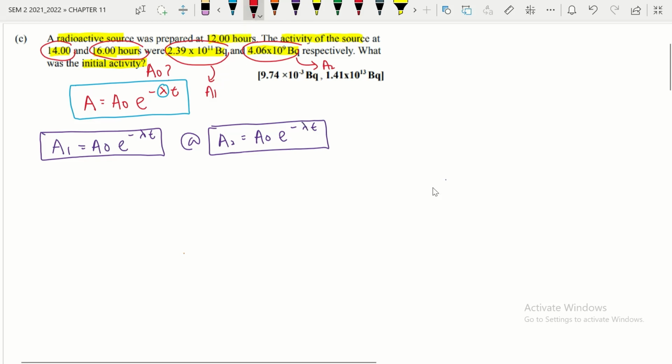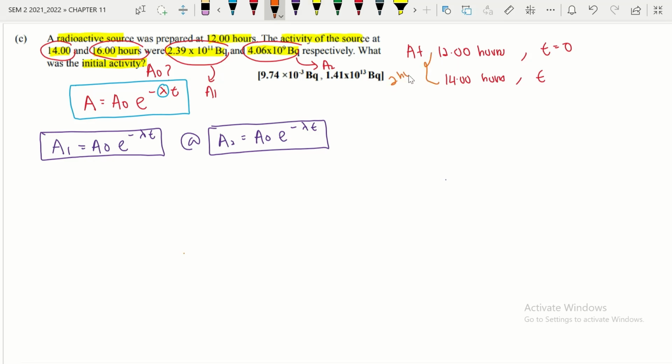Okay, untuk time dia, kita akan cakap at 12 hours, benda radioaktif baru tengah prepare. So bila dia tengah prepare, dia punya time is 0. And then at 14 hours, time dia berapa dah? Dah berapa dah daripada initial dia? So dah beza dia sebanyak 2 jam. So the difference is 2 hours already. So bila dah beza sebanyak 2 jam, kita boleh cari the time taken.